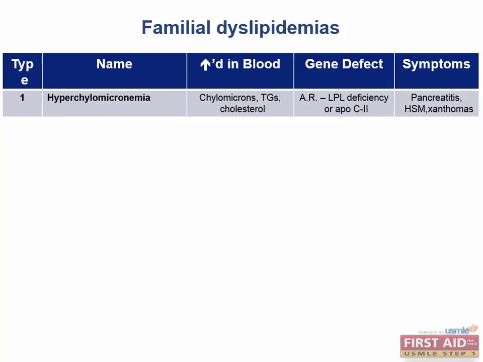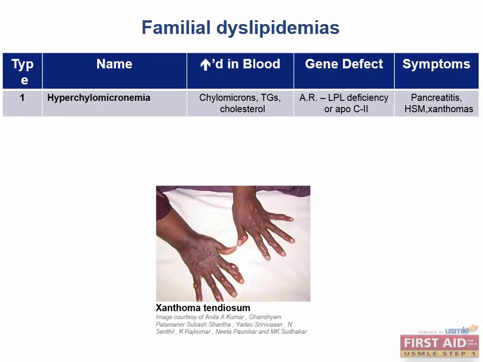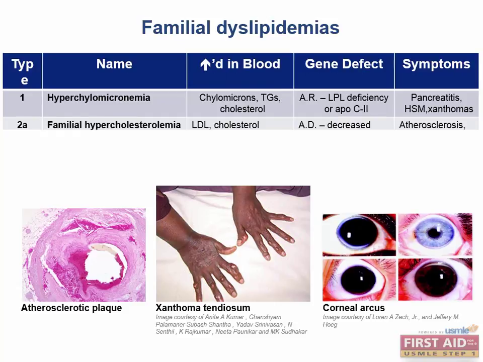Well, this can result in pancreatitis, hepatosplenomegaly, and xanthomas. Xanthomas are basically accumulations of cholesterol. Think of them as tendinous plaques. You can see an example of xanthoma tendinosum here in this picture. It's important to note that hyperchylomicronemia does not necessarily increase the risk of atherosclerosis, since there aren't high levels of LDL.